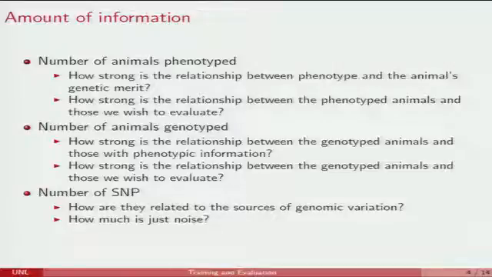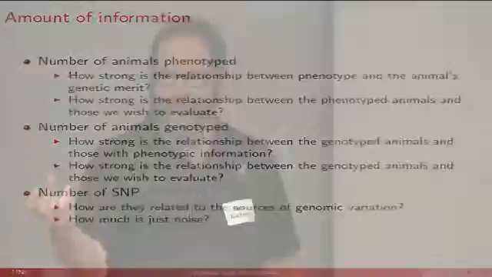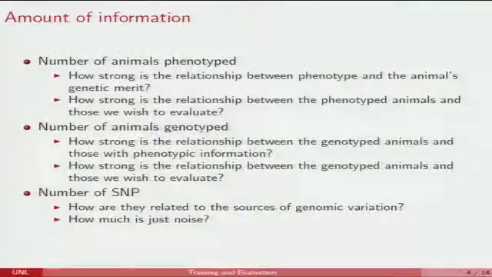So from an information standpoint, we want to be genotyping animals that are strongly related to those with good phenotypic information, and we also want them close to the ones we want to evaluate, who happen to be the ones with the least amount of phenotypic information.